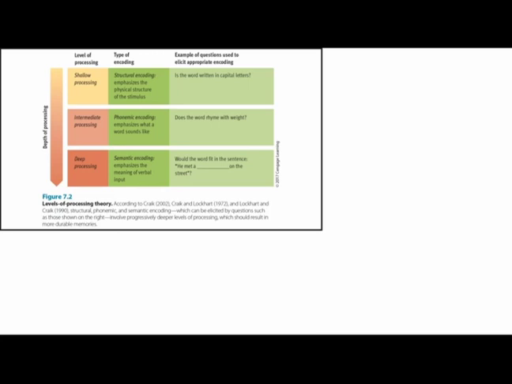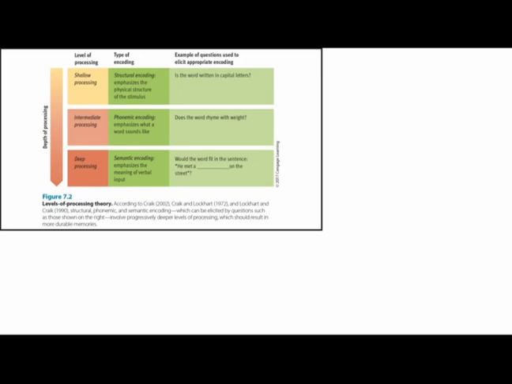So if we start at our shallow processing at the top there, we have structural encoding. So this would be an emphasis on the physical structure of the stimulus. Basically, they get you to read a word and answer a question like, is it written in capital letters? Is the text black or white? Or does it have the letter C in it? Something about the structure of the word, what it looks like, but nothing about the meaning or what it does. So that's shallow processing because we're not really getting at anything other than what the word looks like.